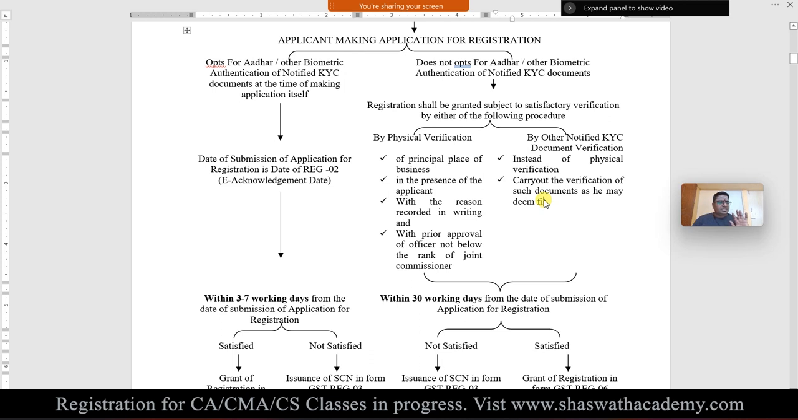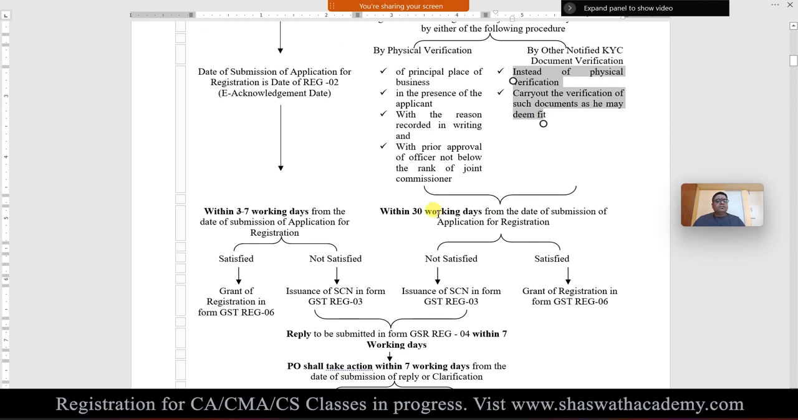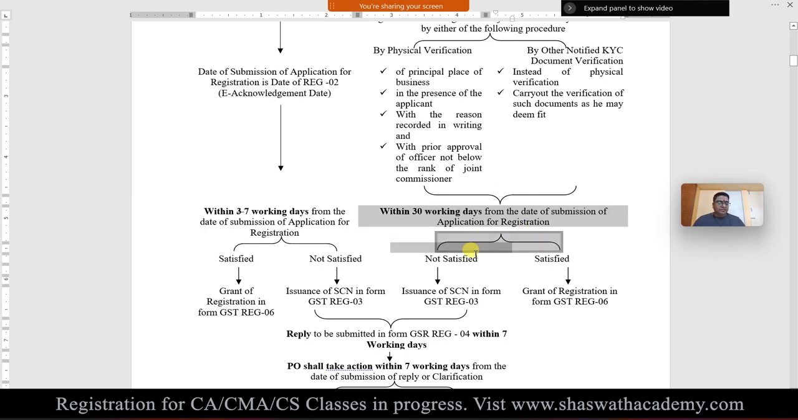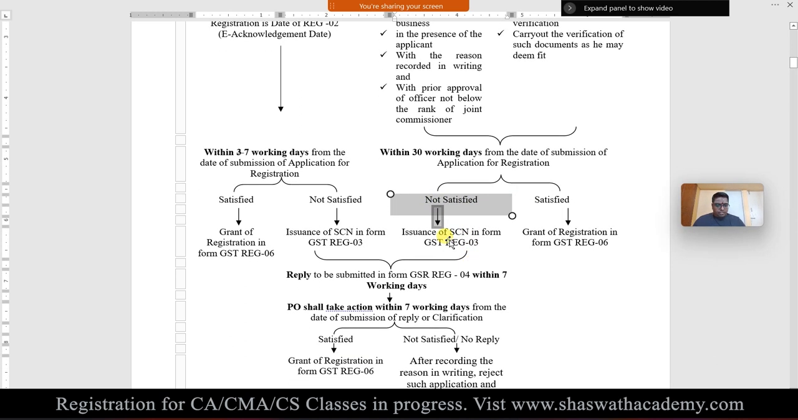See, what is basically this Aadhaar? Biogeometric evidence. Who am I? Where am I from? Biogeometric evidence. So, my dear, for validating this, they can ask for any other document to substantiate. And if you provide that, within 30 days, if they verify and are satisfied, they will grant you the registration. If they are not satisfied, same schema. They will issue the show cause notice.